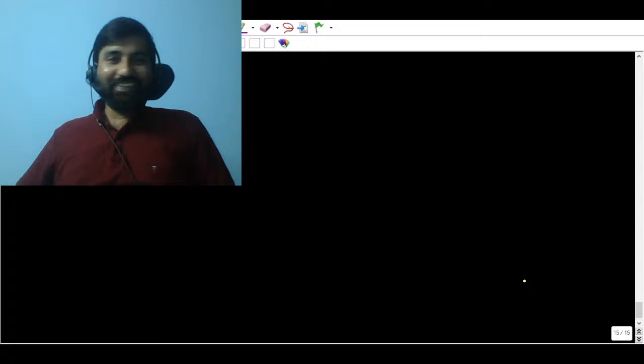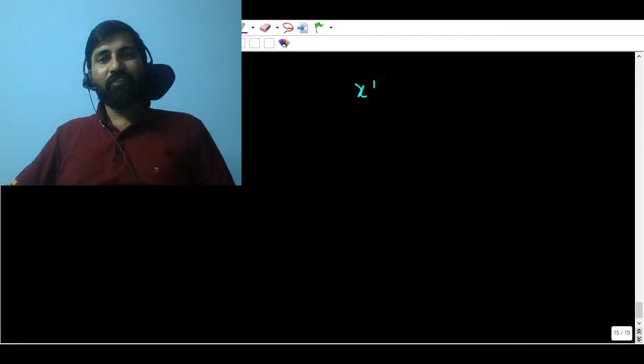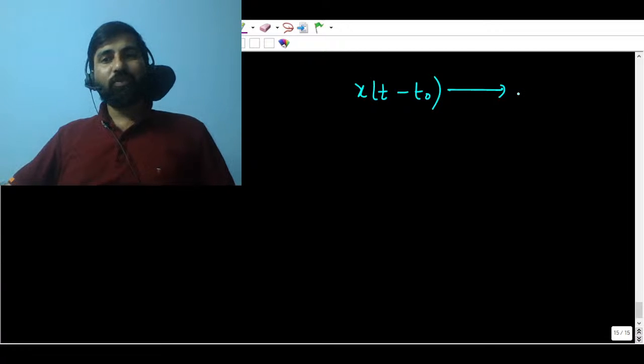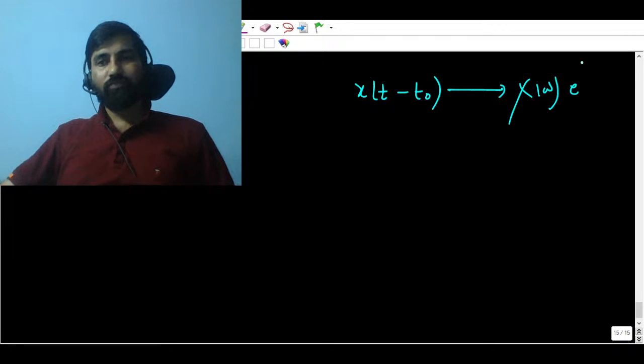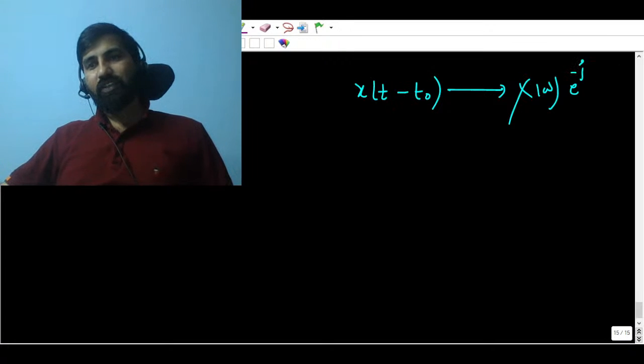You can also consider this, which is a basic thing from signals and systems. x of t is delayed by t naught. So the output will be e raised to the power, if we talk about the phase only. So let's take the Fourier transform of this. It will be X of omega e raised to the power minus j omega t naught.